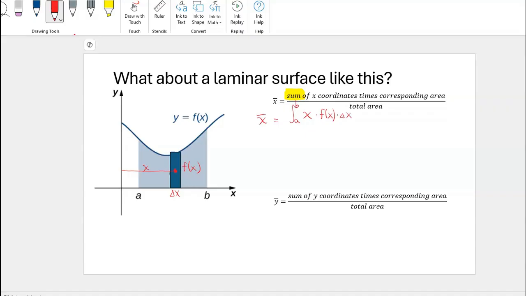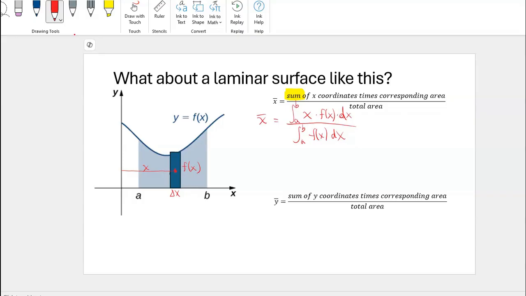Now, of course, we're not going to have delta x. We're going to call it dx instead. That's going to be the top. Now, on the bottom is just going to be the total area. And we know that the total area underneath a curve is literally just the integral from a to b of the function. So if I can find both of those integrals and divide the two, I get x bar.